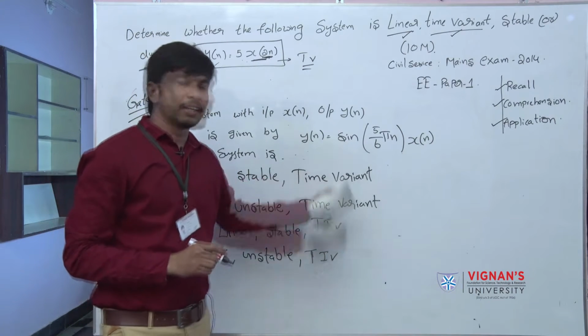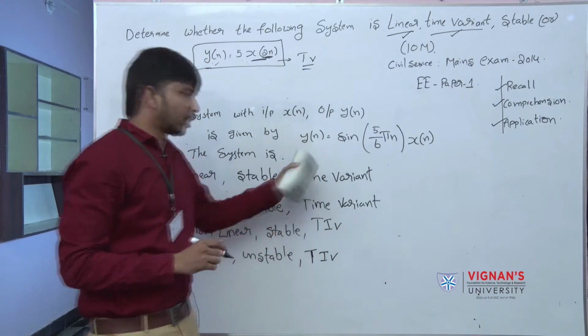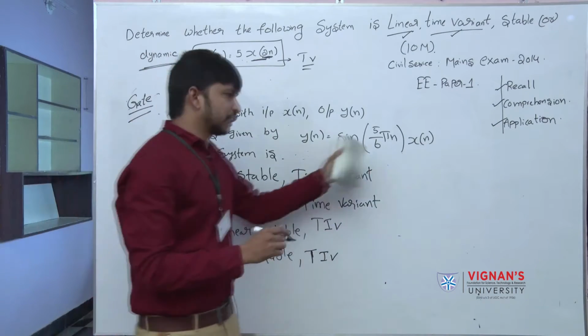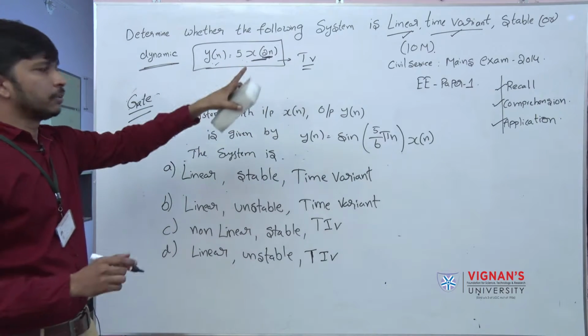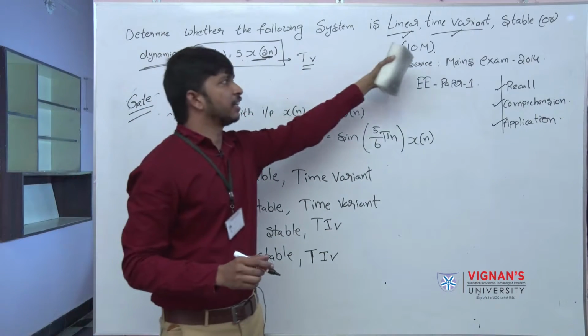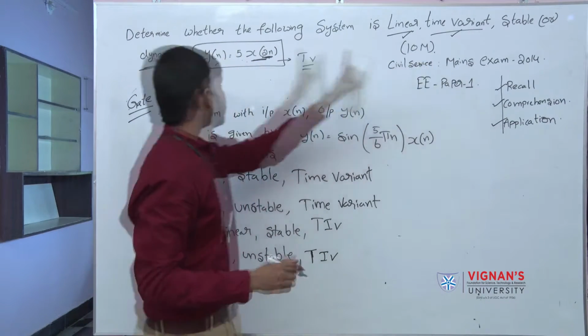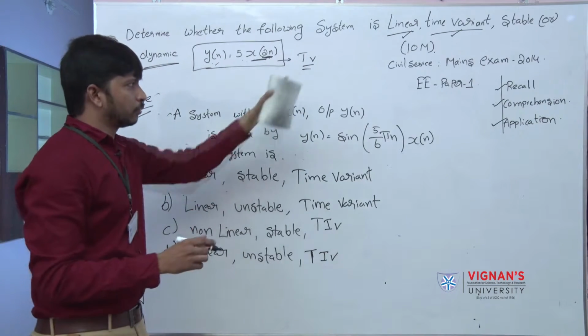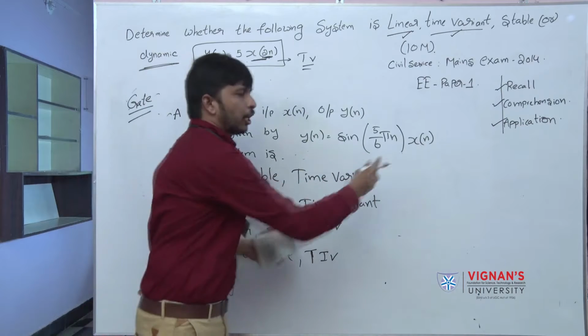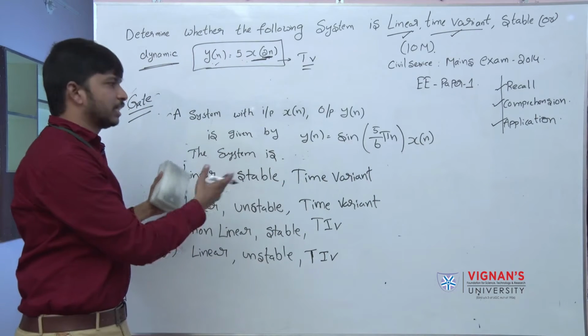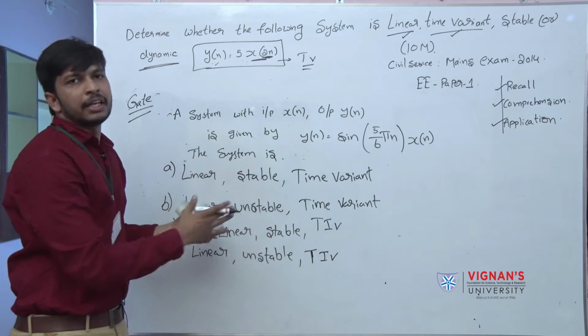Let us take an objective question which was asked in a previous exam. The questions on this concept of linearity, time variance, stability and dynamic systems, which we have discussed till now, will be like this. They will give you a system, and you have to identify whether the system is linear, stable, or time variant.